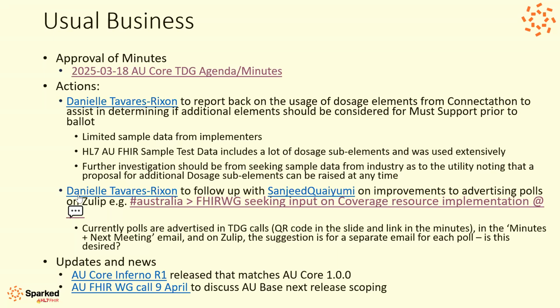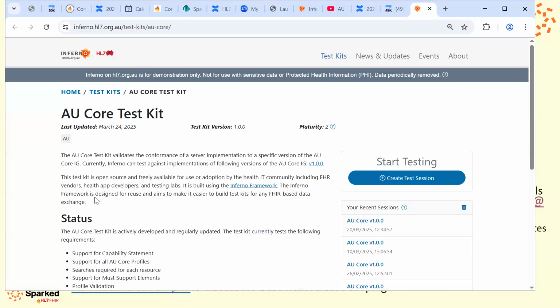Okay, so that's the update. No, sorry, that's the actions. Updates and news I wanted to share with people. So AU Core Inferno R1 has been released. There were some comms sent around that, but this is up and available, and it matches the AU Core R1 IG that was released. So that is out and live, so you can get testing against the reference version of AU Core. There's also obviously the development versions of this, both the AU Core IG and the test kit, but either way, there's a permanent one of these until we override it with R2.